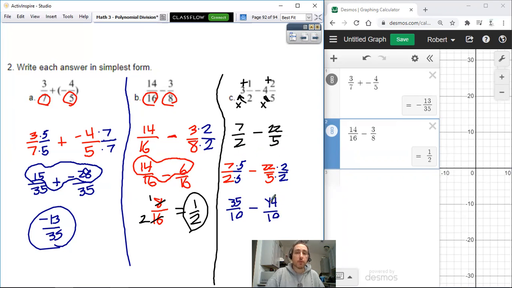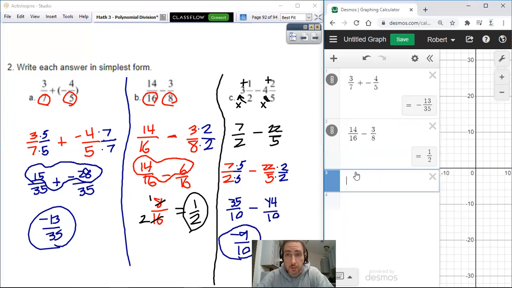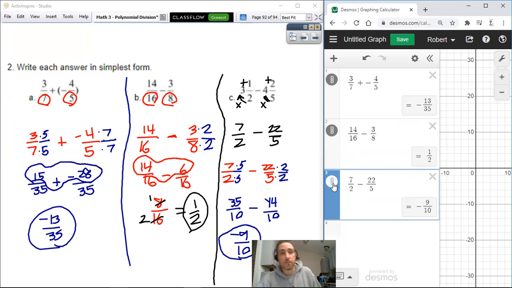And 35 minus 44 is a negative. Turns out that's going to be negative 9 over 10. And that should not reduce because 9 and 10, nothing goes into both of those except for 1. So let's double check our work. We're going to do 7 over 2 minus 22 over 5, negative 0.9, negative 9 tenths.